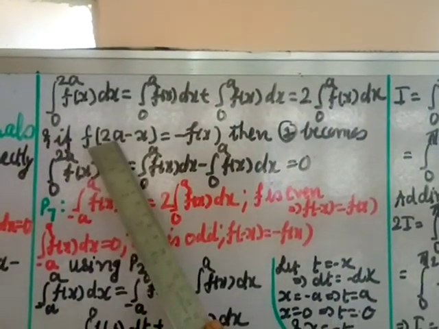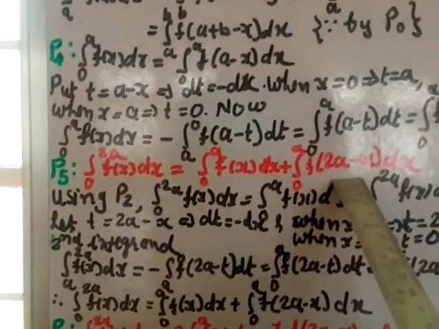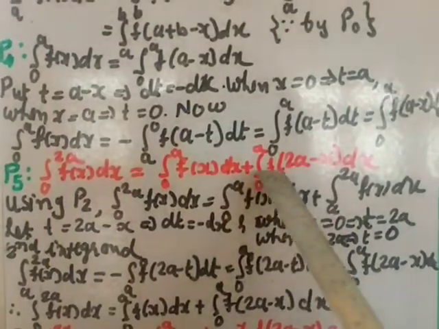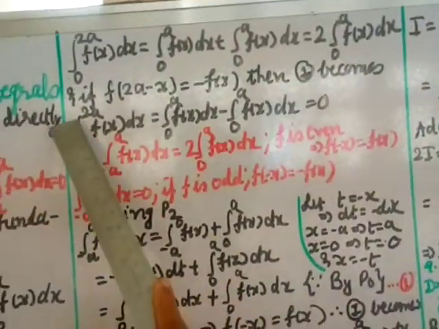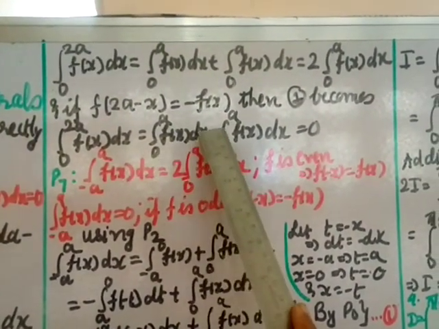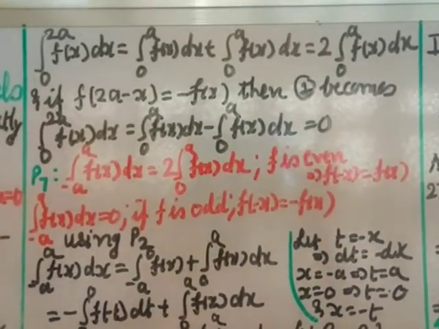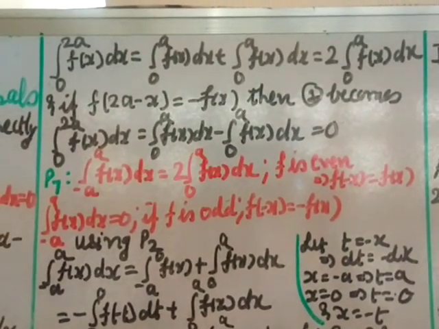Now we put f of 2a minus x equal to minus fx. Okay, this value you put as minus fx in this. So number 1 becomes integral 0 to 2a f of x dx equal to integral 0 to a fx dx minus integral 0 to a fx dx, which gives you 0. That is the proof for property P6.